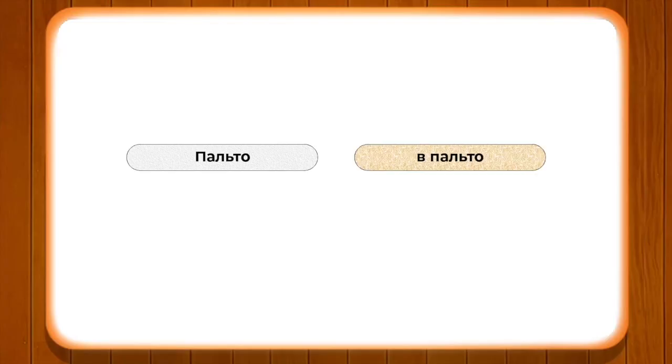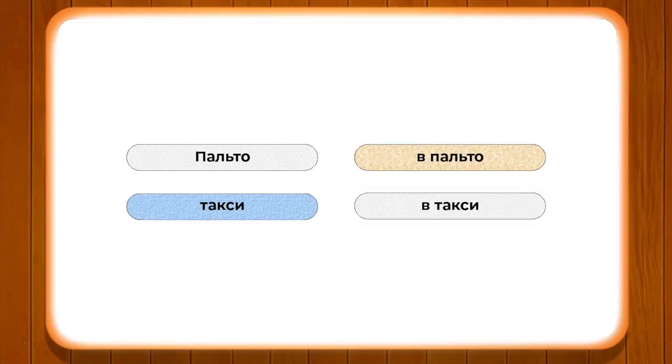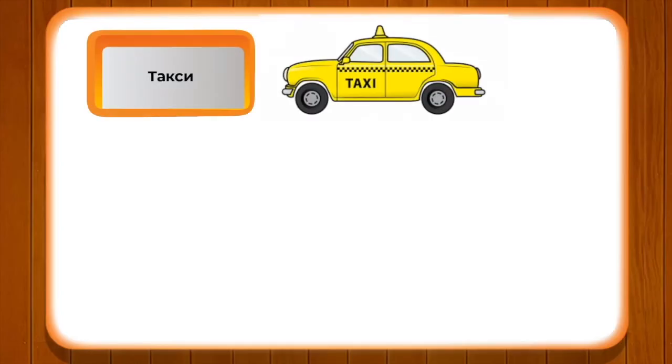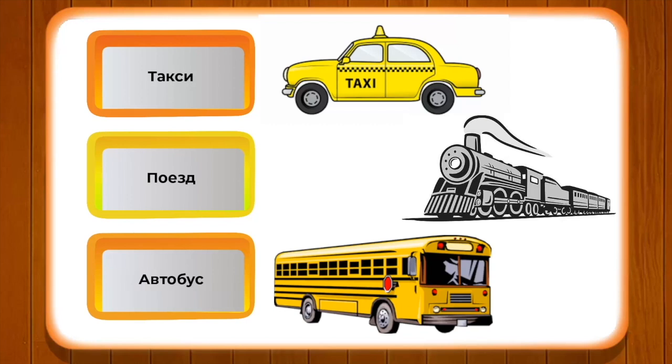Now let's go ahead and say these words of the neuter gender like palto, taksi. So this is the basic difference in how we place the preposition in different kinds of words of the neuter gender. Now let's pay attention to an important aspect: for means of transport like taxi, poezd, avtobus, etc., the preposition na is used. So gde edet? Na taksi.